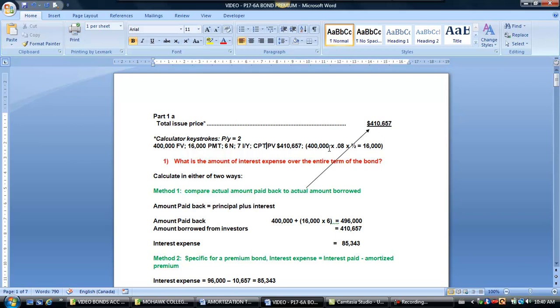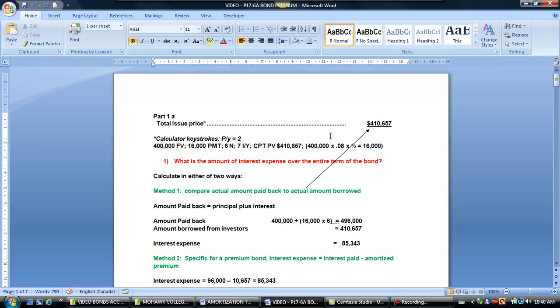And you can see here that because our market rate is less than our coupon, our bond is paying more than the market is paying. So it stands to reason that investors would pay a premium amount, or more than the principal or face value. Hence, you should expect to get, in terms of proceeds, an amount that's greater than $400,000.